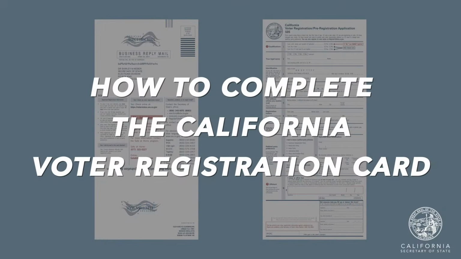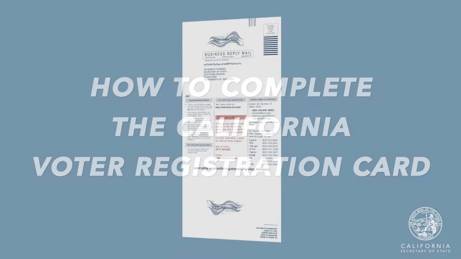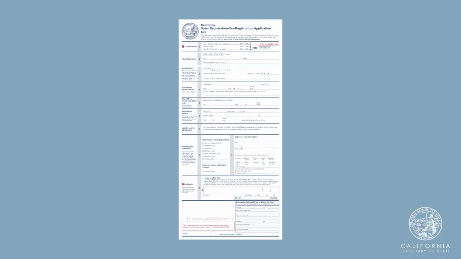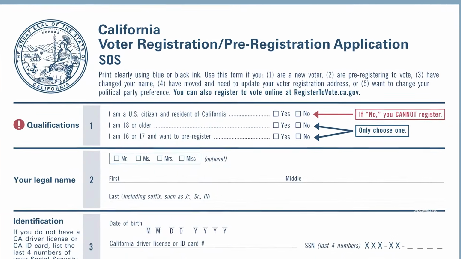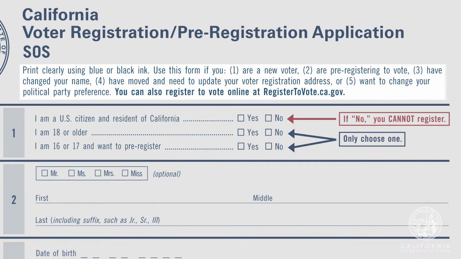How to complete the California voter registration card. When completing the California voter registration card, please make sure you write clearly using blue or black color ink. You should fill out a voter registration card if you are a new voter, are pre-registering to vote, have changed your name, have moved, or want to change your political party preference, or any other information on your voter record.